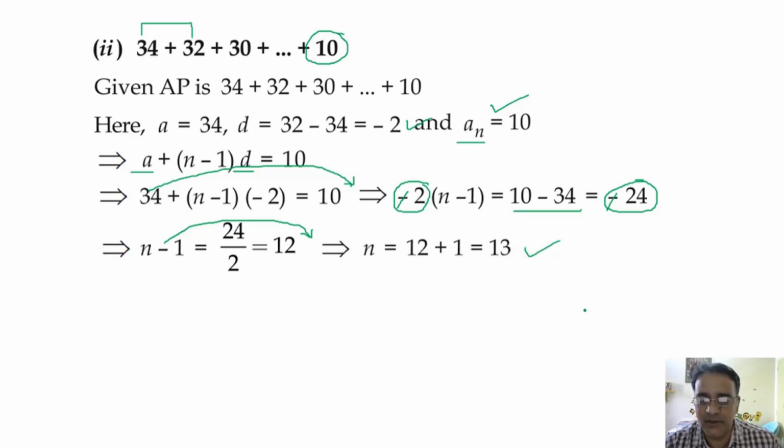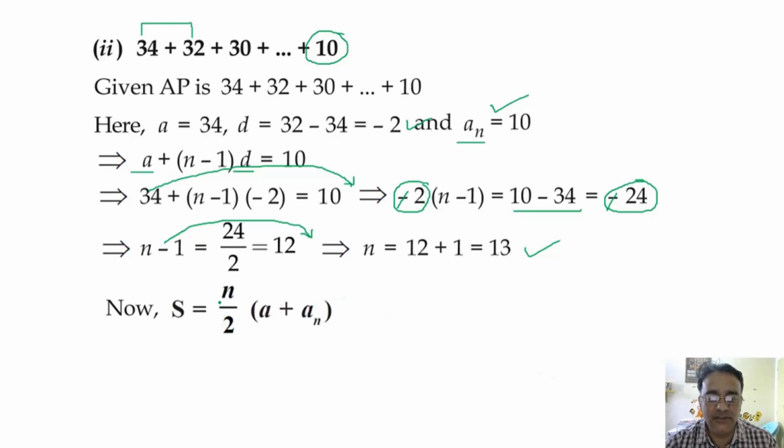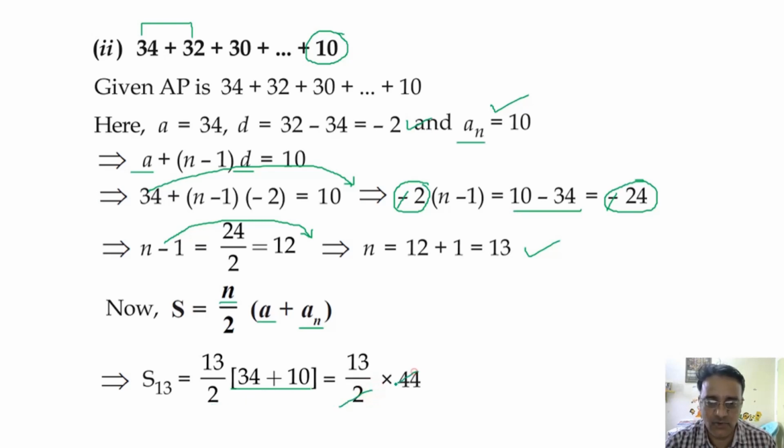Now which formula will we use for finding the sum? Sn equals n by 2 into (a plus an). Now substitute the values of n, a and an. So 13 by 2 into (34 plus 10). The sum of these two is 44, which is divisible by 2, so we divide and get 22. So 13 into 22, the final answer is 286. Any doubt? No, sir. Okay, we'll see one more question.